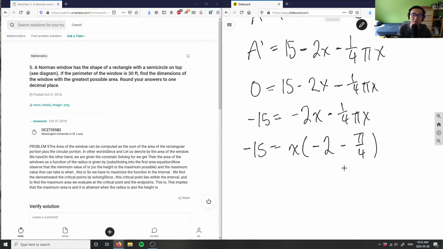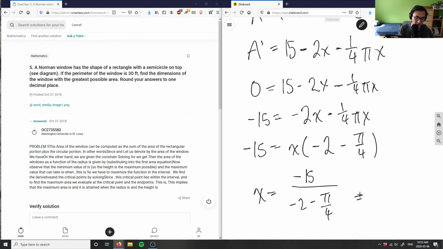Then I simply have to divide both sides by negative 2 minus pi over 4 to get x. So x equals negative 15 all over negative 2 minus pi over 4. You can plug this into your calculator, and you should get a value that looks like, let me make sure I'm in degrees here, 5.38.